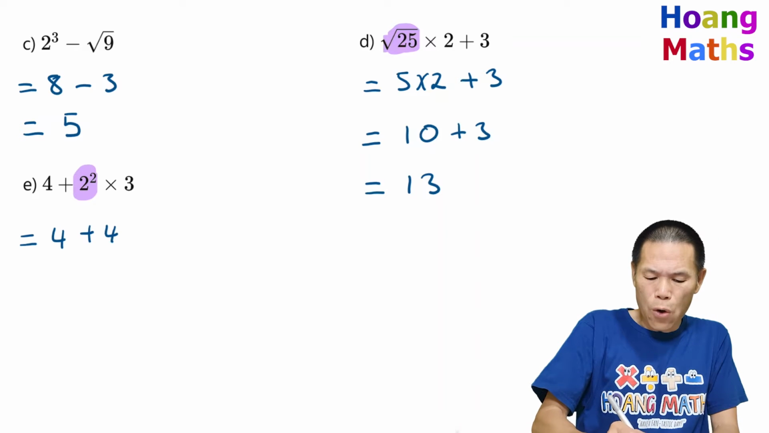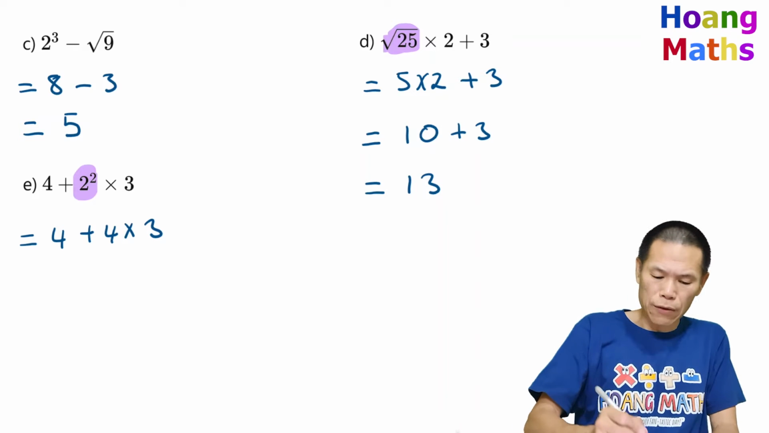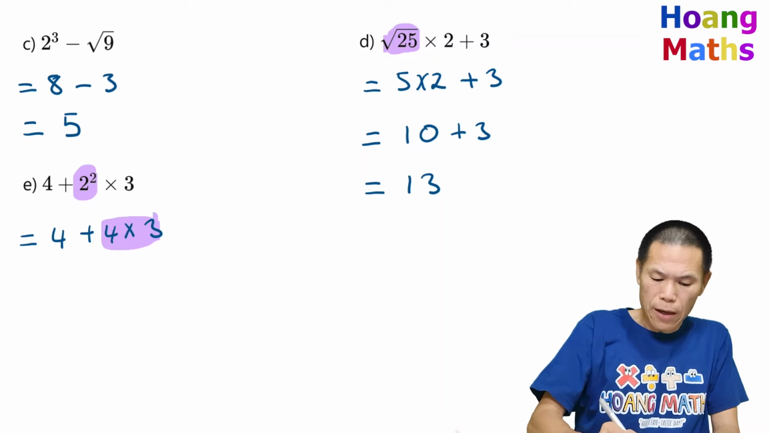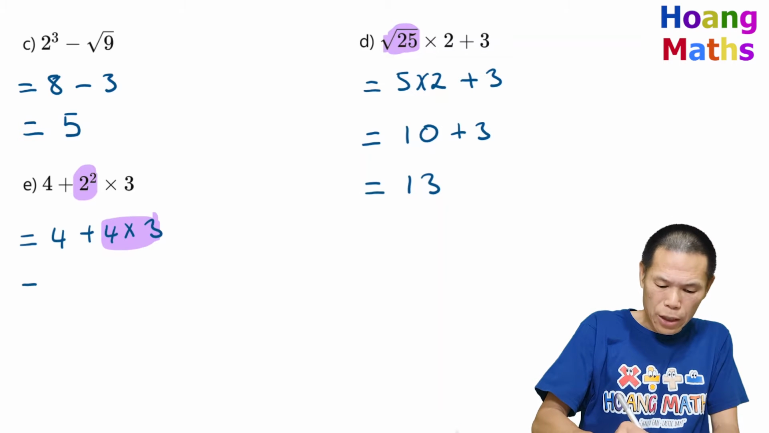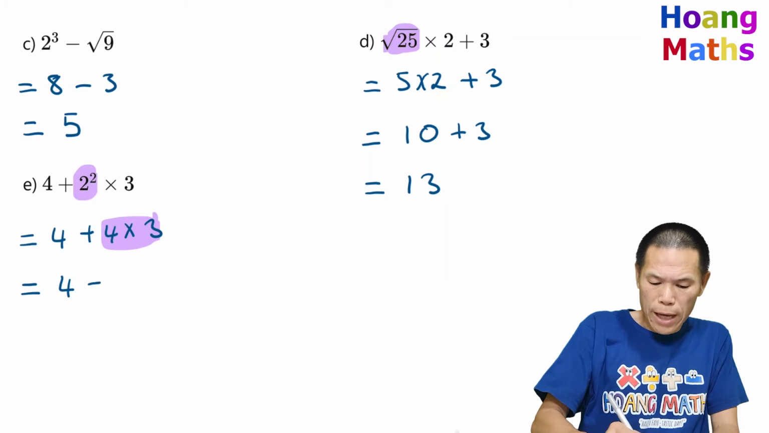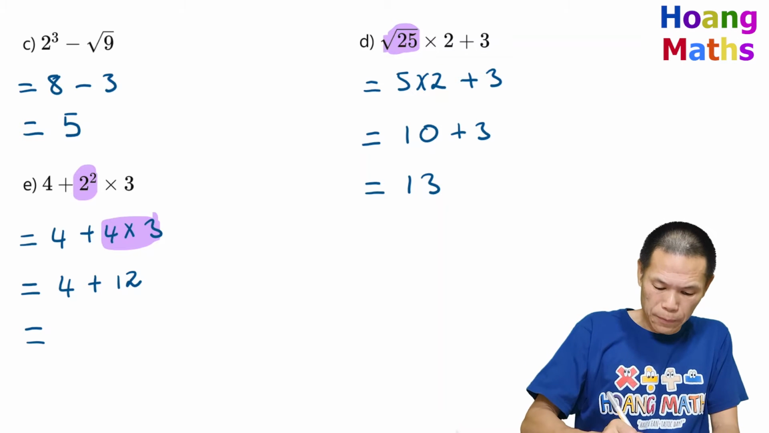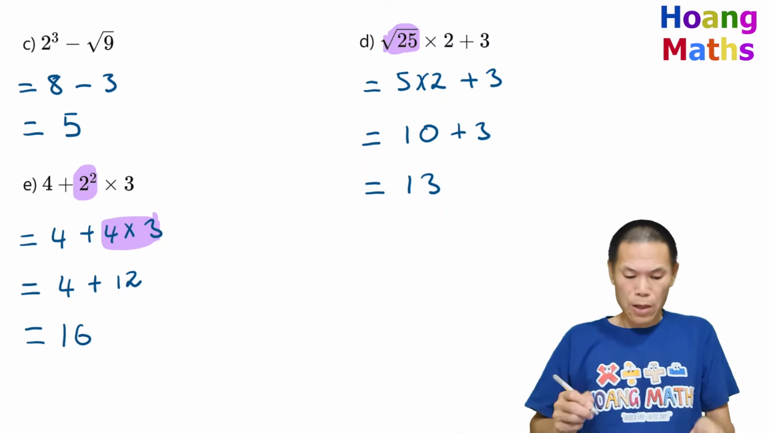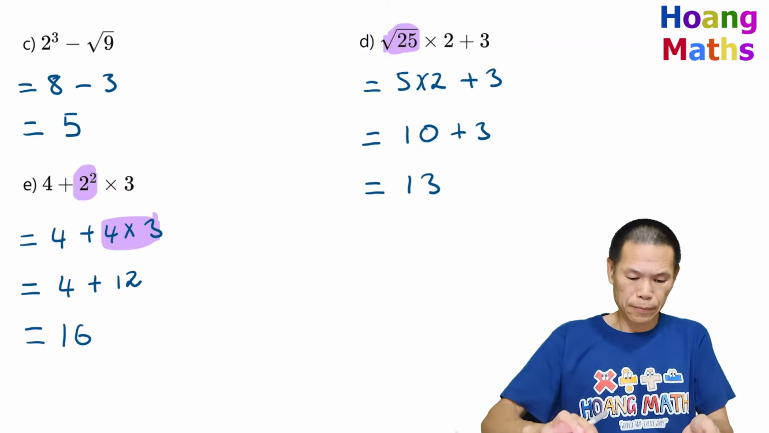We add 4 times 3. And we need to do multiplication first in this case. So 4 times 3 gives me 12. So that is equal to 4, we add 12. And 4 plus 12 is equal to 16. There you go. I hope you got it correct.